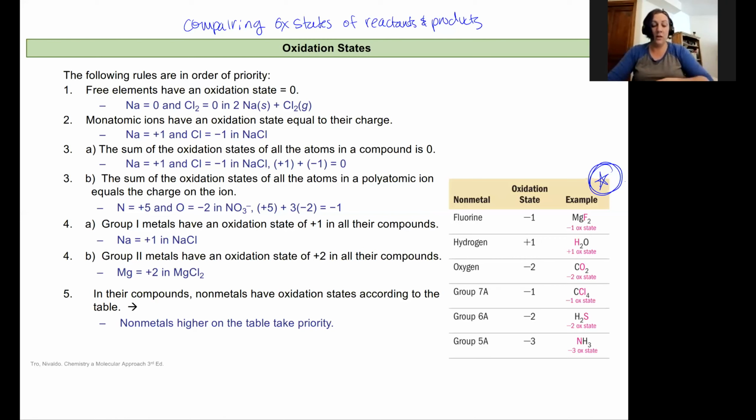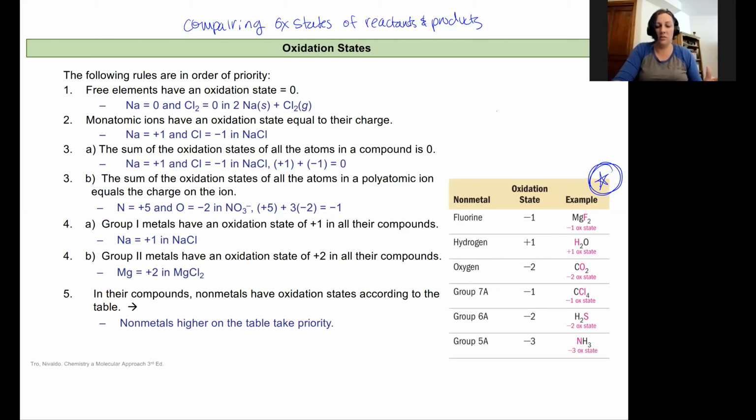And then we go to nonmetals, and we follow the priority of fluorine first, being -1, then hydrogen, +1, oxygen, -2, anything in group 7, which is our halogens, being -1. Then we go to group 6A, which will be -2, and 5A, which will be -3. And so by setting up this order, we can determine oxidation states. And we could do a quick example here as a reminder. Let's take, making this up off the top of my head.